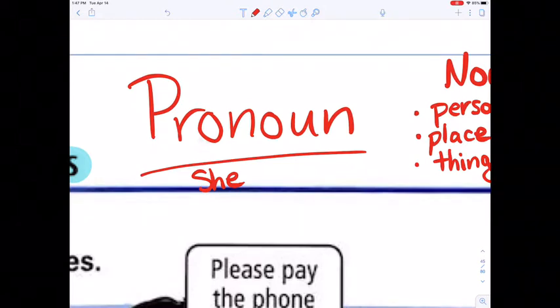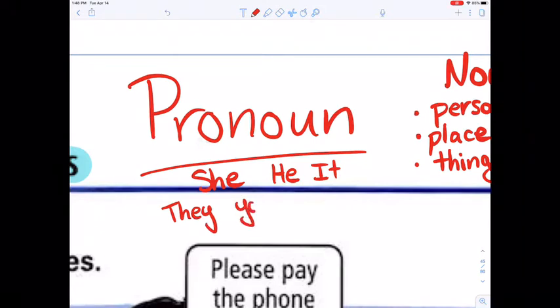Now, if the person is a man, you could say he. For example, maybe when you go to the store, the worker at the store is a man. You could say, he helped me find the tomatoes. He. Now these are just two kinds of pronouns we could use for people, but we also have many other pronouns like it, they, you, we, us, I.